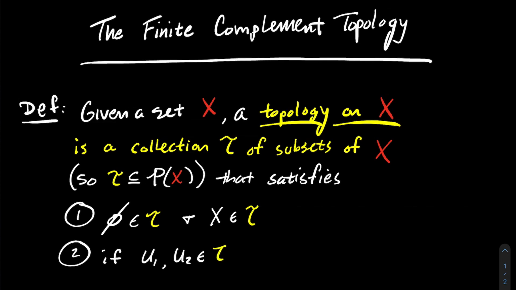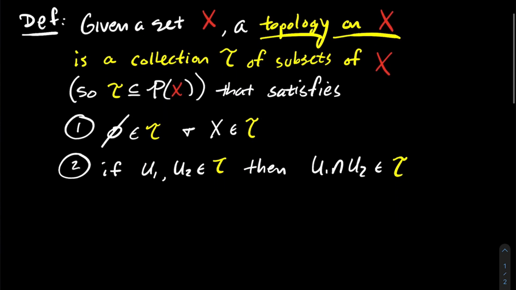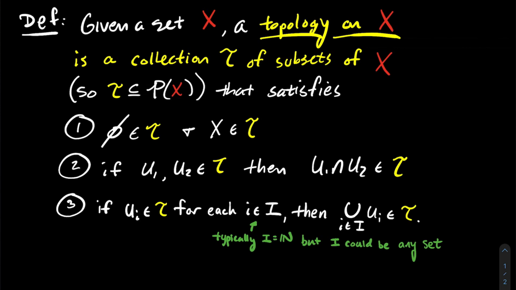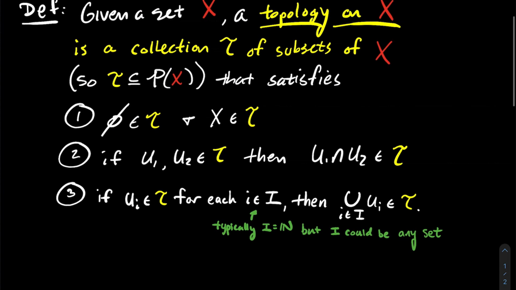Number two, if you have two things that are in T, then their intersection has to also be in T. And number three, if I is any index set, so typically I is the natural numbers, we typically label things by saying U1, U2, U3, but there's no rhyme or reason to say why we have to use natural numbers. So for any collection of subsets that I have in T, their union has to also be in T. So arbitrary unions of elements in T have to be in T.